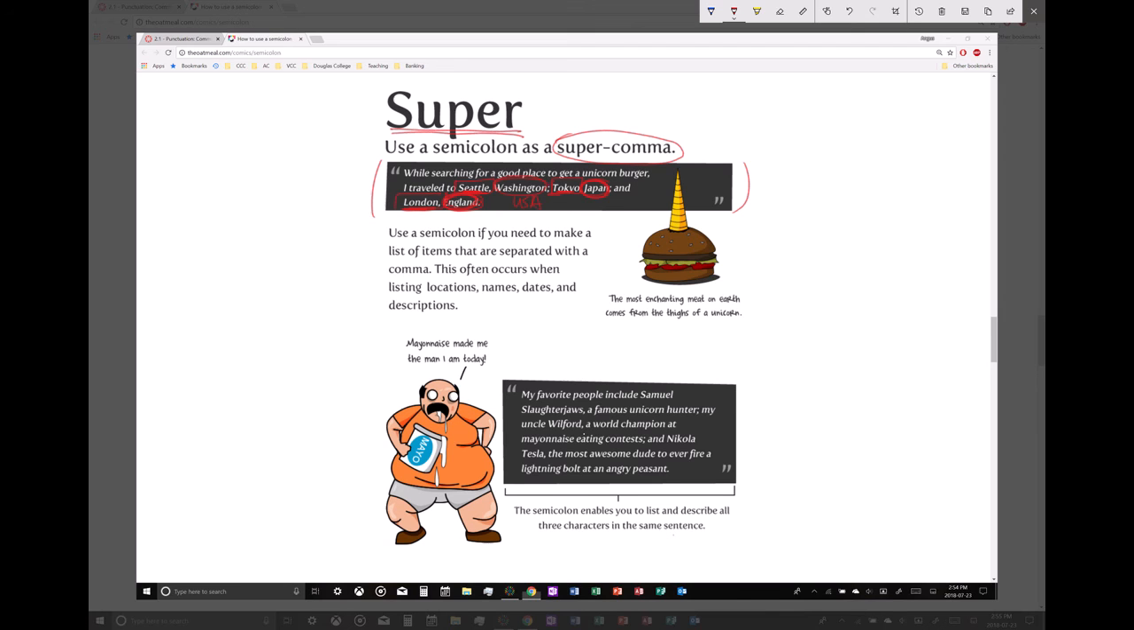and the way to separate them is to have semicolons for the different countries, but commas for the cities in that country. So that's using the super comma when you have 2 categories in the list that you need to work with. In this case, it was city, comma, country, semicolon. You see?